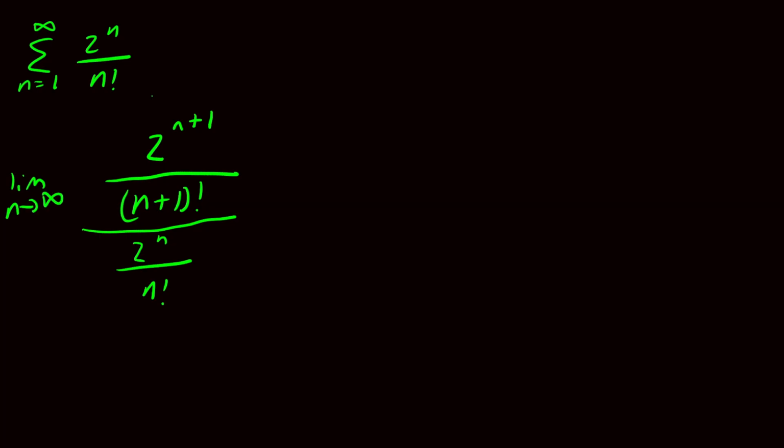Now this looks really complicated. I'll show you, it's actually not that bad. Let me just rewrite it: 2 to the n plus 1 over n plus 1 factorial. And so if we multiply this out, the denominator flips, so this is n factorial over 2 to the n. Now, this looks super complicated. You might be thinking, how am I supposed to simplify this? Well, let's think about it.